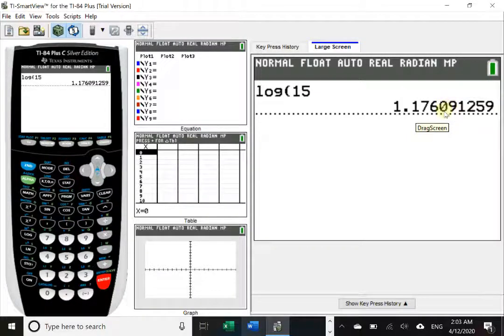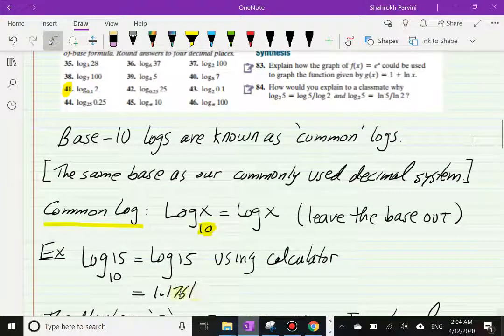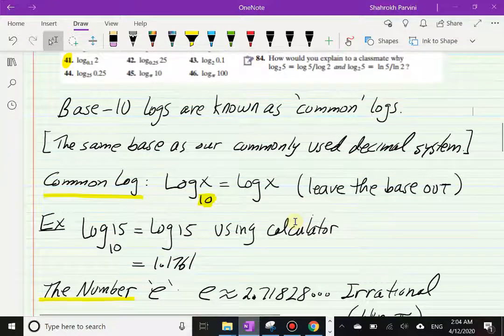If the number immediately to the right of this is 5 or more, you round up. So this is going to be 1.1761, right? And if you look at my notebook, that's what I have. So that's how I got it, using a calculator. Pretty simple. Now, next we're going to talk about a log whose base is e.